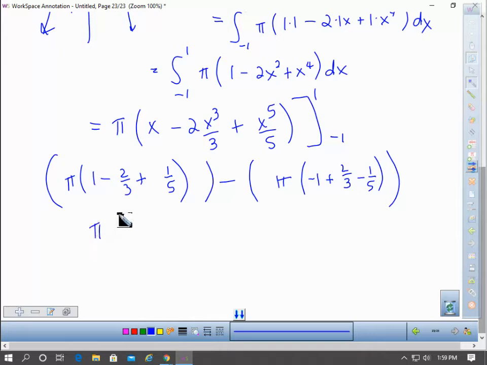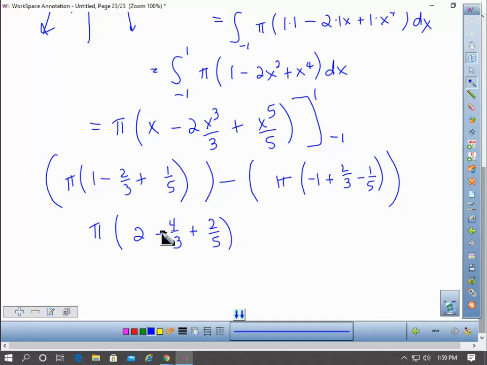Everybody's multiplied by pi. So let's just combine our coefficients here. So this is going to be 1 minus -1. So that's going to be 1 plus 1 is 2. And then I've got -2/3 minus 2/3. So that's going to be -4/3. And then I've got 1/5 minus -1/5, which is going to be plus 1/5, which is 2/5.